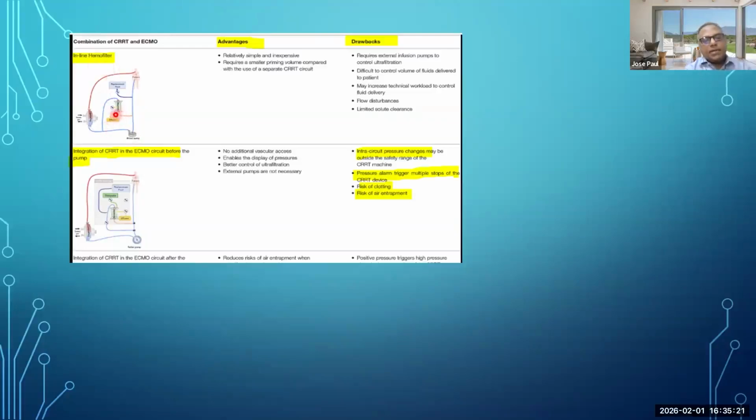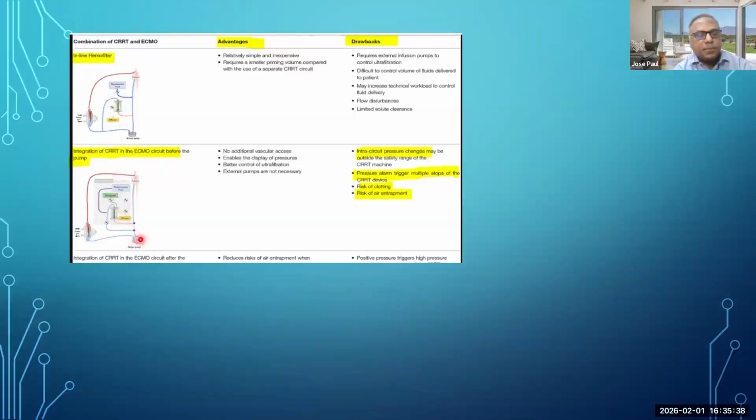You don't require a CRRT machine. The blood is driven by the ECMO pump, and you can only attempt removal of fluid. This is the inline hemofilter. Now you can connect the integration of the CRRT in the ECMO circuit before the pump.